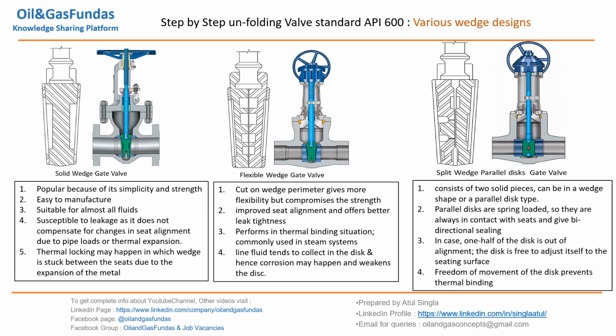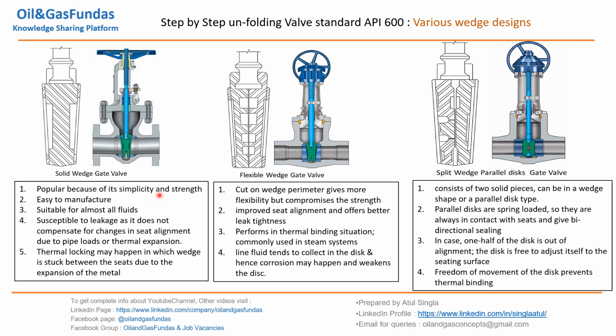So if you see, we have three types of wedges: solid wedge, then flexible wedge, then split wedge, which we call parallel disc gate valves. Based on these three wedge designs, we have three categories of gate valves. Now why these are different, why these are required, what is the purpose, what are the drawbacks, what are the plus points, let us discuss one by one.